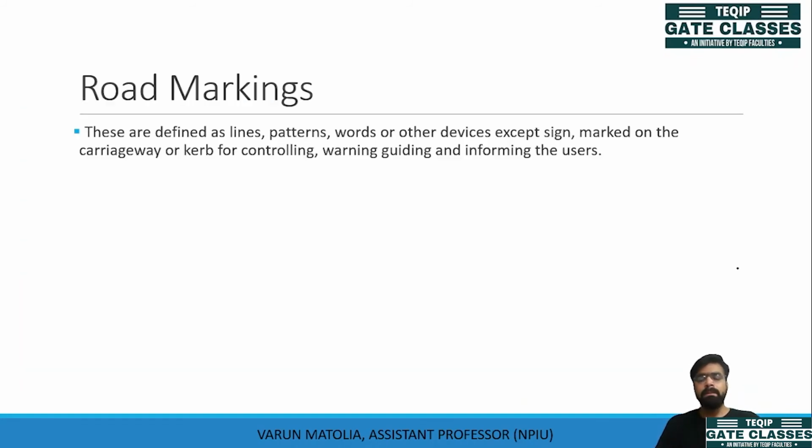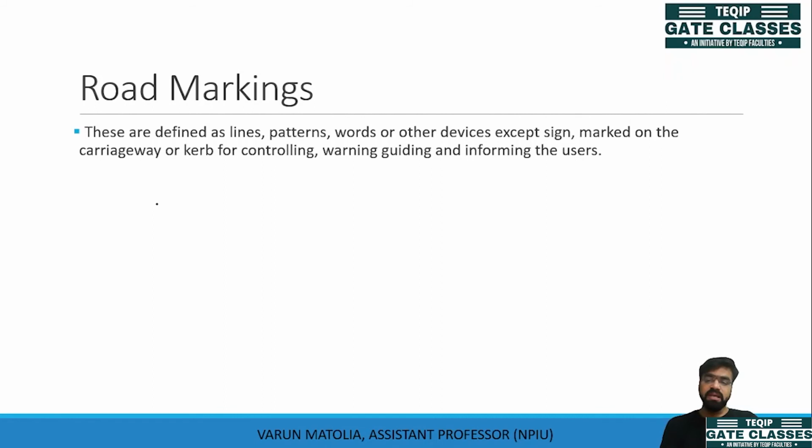Let's move on to traffic markings. There are a lot of traffic markings present on the road, but a few specific traffic markings we'll study. Let us see what traffic markings are. Traffic markings are the lines, patterns, words, or other devices except signs marked on the carriageway or curb for controlling or warning or guiding and informing the users. There are certain markings which guide you or inform you about certain traffic operations or prohibitions.